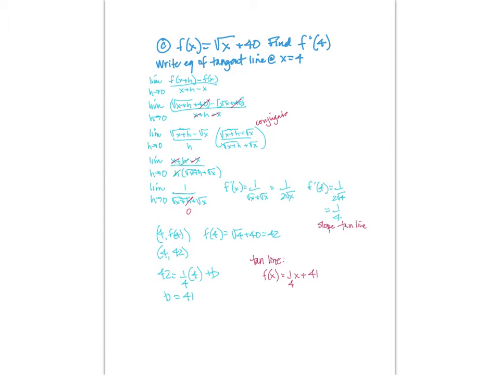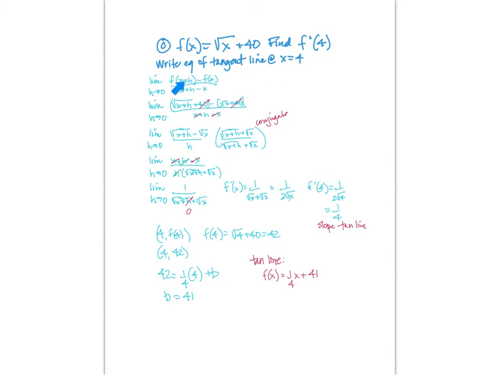Okay, this is problem 1c, and this function that we're working with is the square root of x plus 40. Now, anytime you see a square root and we're doing these kinds of problems, chances are you're going to need to use the conjugate. All right, let's see what we can do. And so once we have this, we're going to find the derivative value at 4, and then we're going to write the equation of the tangent line.